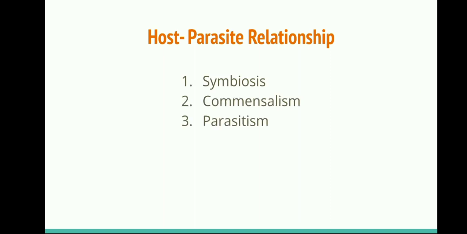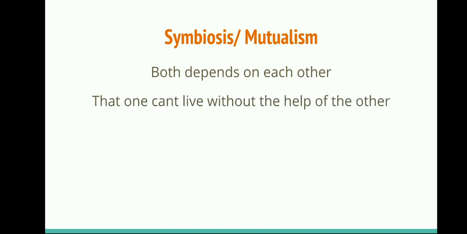Now, we understand that parasites live inside the host, but what is the relationship between host and parasite during this living? Are they a happy couple or do they want a breakup? Their relationship can be of three types: symbiosis, commensalism, or parasitism. Symbiosis or mutualism is an association between two organisms where both depend on each other in such a way that one cannot live without the help of the other, but one never causes any harm to the other.